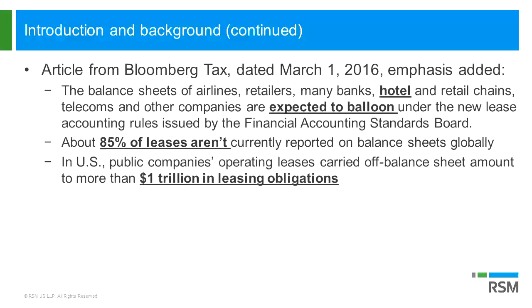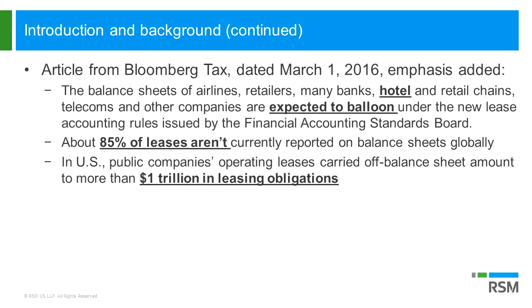An updated number, as those initial figures were from 2003 Bloomberg Tax dated March 1, 2016. Again, just reiterating that upon the adoption of this standard, the balance sheets of the following airlines, retailers, banks, hotels, retail chains are expected to balloon under the new lease accounting standard, just due to the fact that the recognition of those previously off-balance sheet outstanding obligations will be incorporated into the face financial statements.